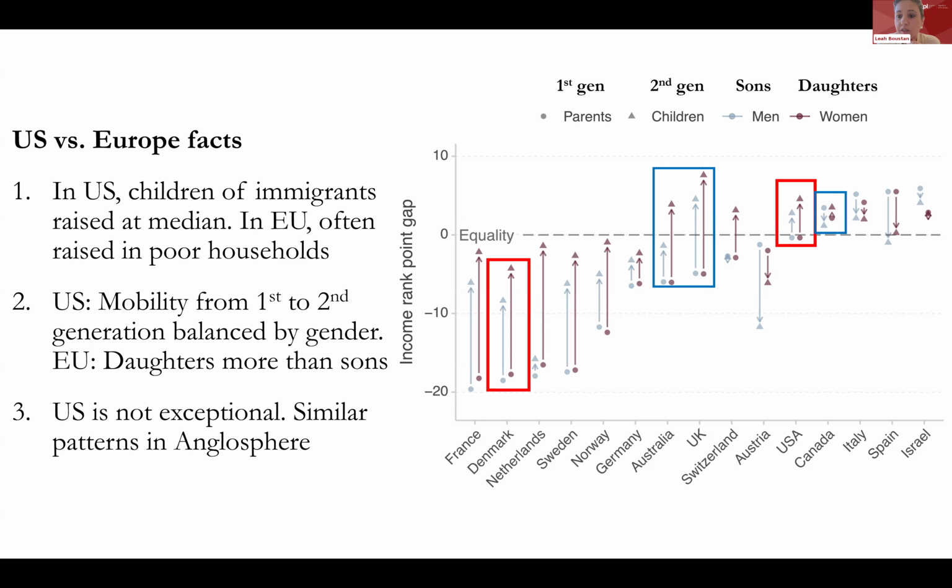And finally, you can see that the US is not exceptional. There's relatively similar patterns in the rest of the Anglosphere, where we see that immigrants who arrive in Australia or the UK or Canada are not as poor as immigrants who arrive on the continent. So the children of immigrants in those countries are raised in relatively average households, and we see something that looks closer to gender balance in the Anglosphere as well.